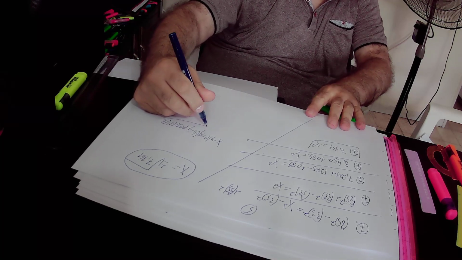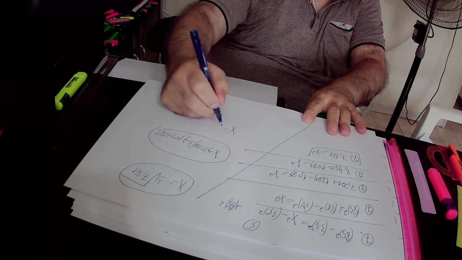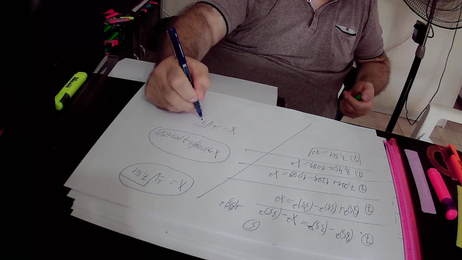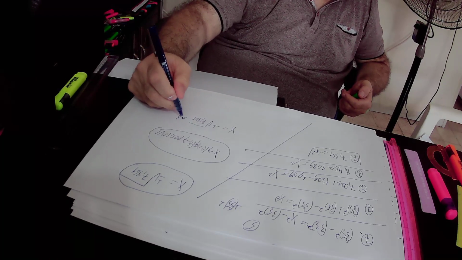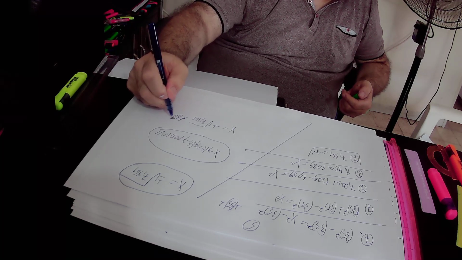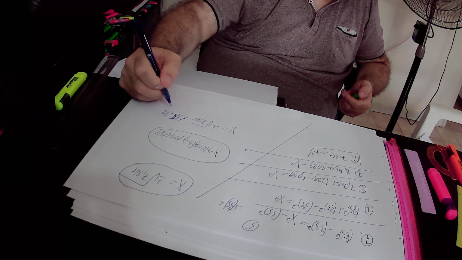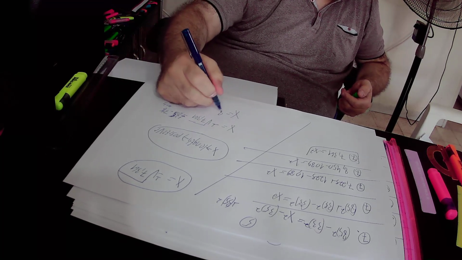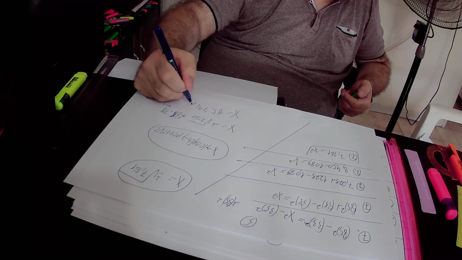Therefore, we take into account only the positive answer. So here x equals the positive square root of 7,361. That is actually equal to 85.796 units. I'll repeat again, x equals 85.796 units.